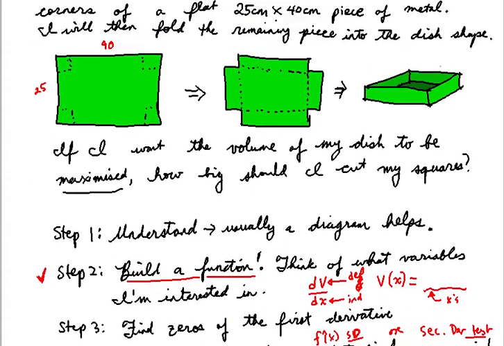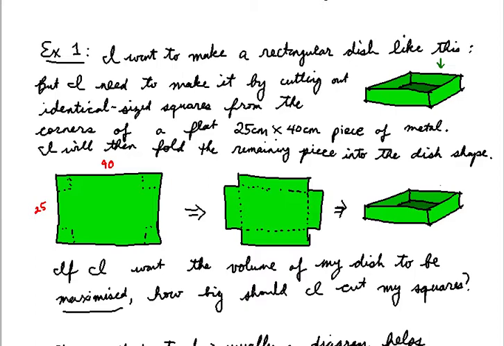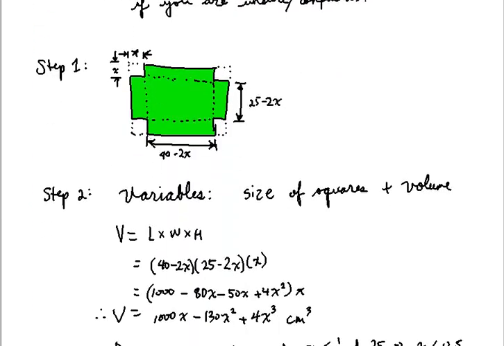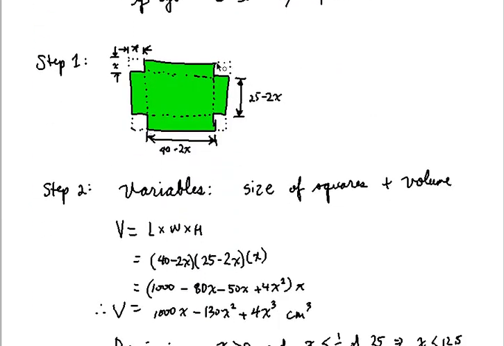All right, so let's use this procedure to answer this question. What's step 1? We know that this box is going to be 25 by 40, and the variable that I'm interested in is the size of the square. I need to find the size of the square, and since I know both of those sides will be the same, we'll call that x and we'll call that x.